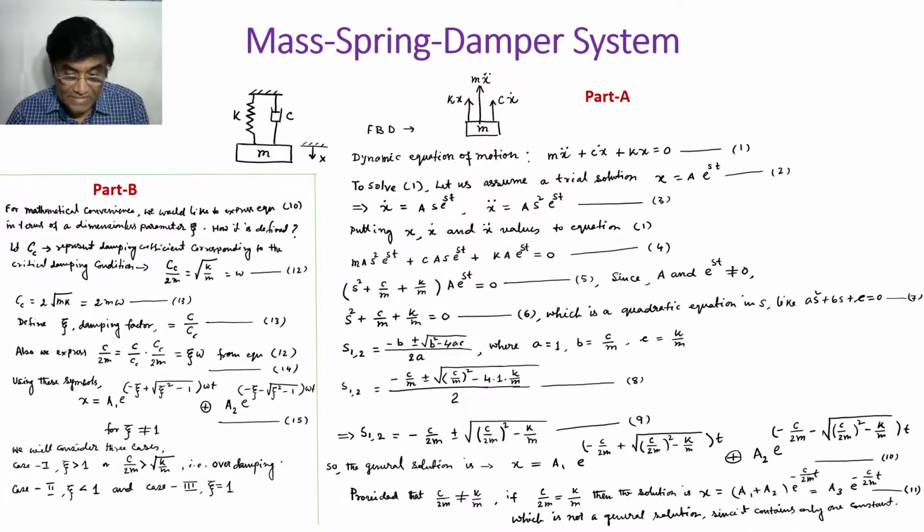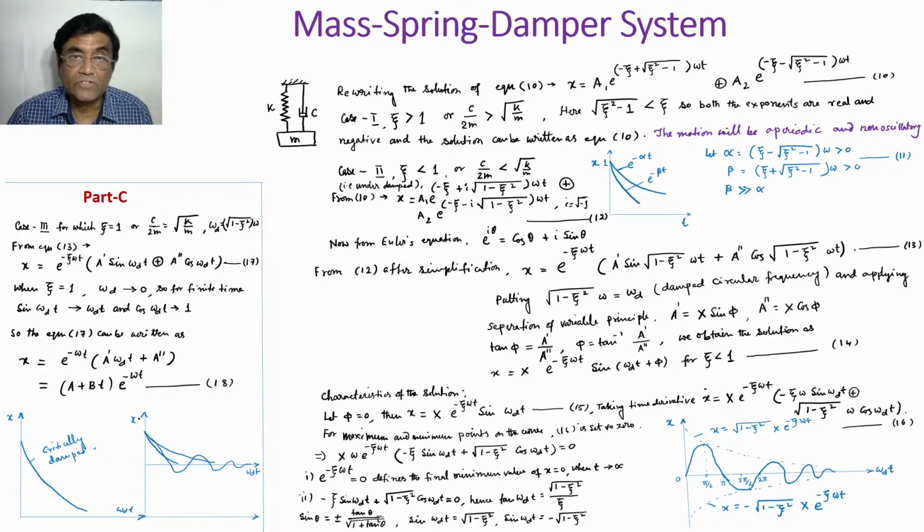Then we have discussed three different situations, right? One is called under damping, over damping, and critically damping condition. So case 1 was actually when zeta greater than 1, that is C by 2m greater than root over of k by m.